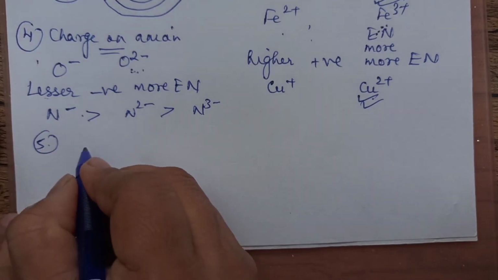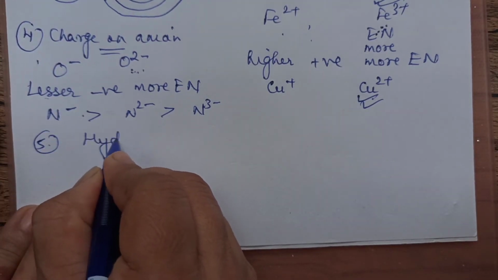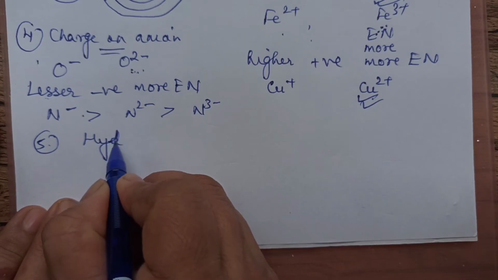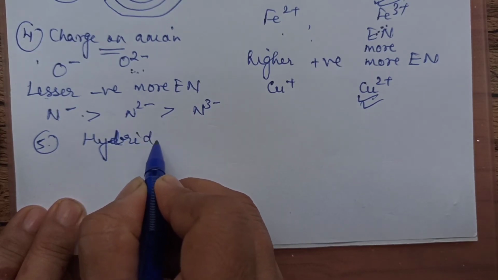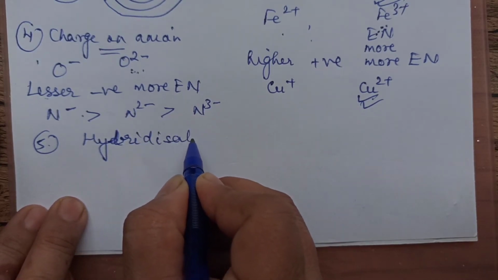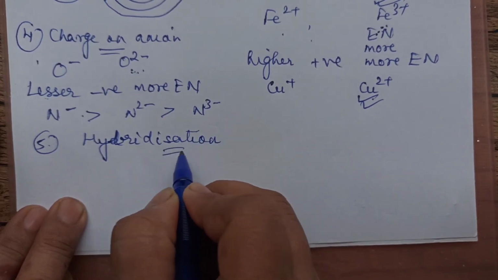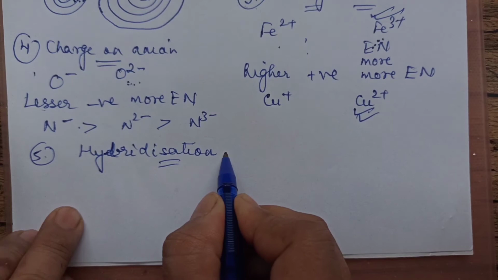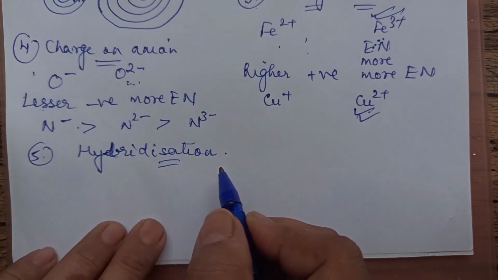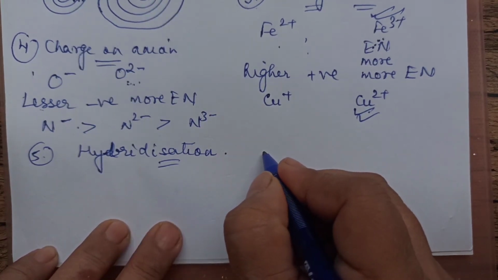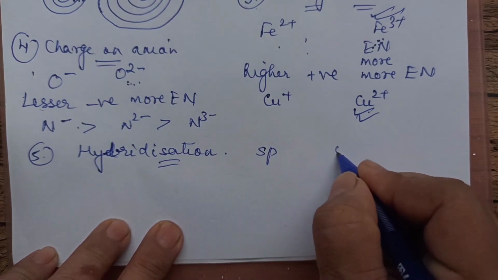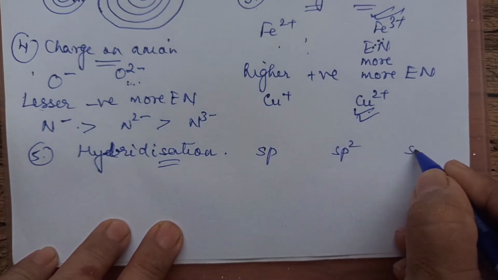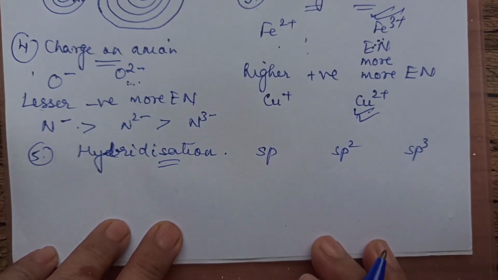Though the fifth factor is not very much related to this chapter, it is very, very important in the next chapter and throughout organic chemistry also we will be talking about it. But as of now, you can just understand hybridization. You will be studying various types of hybridization, but we are considering mainly three types, that is sp, sp2 and sp3. You have an idea about the orbitals, right?